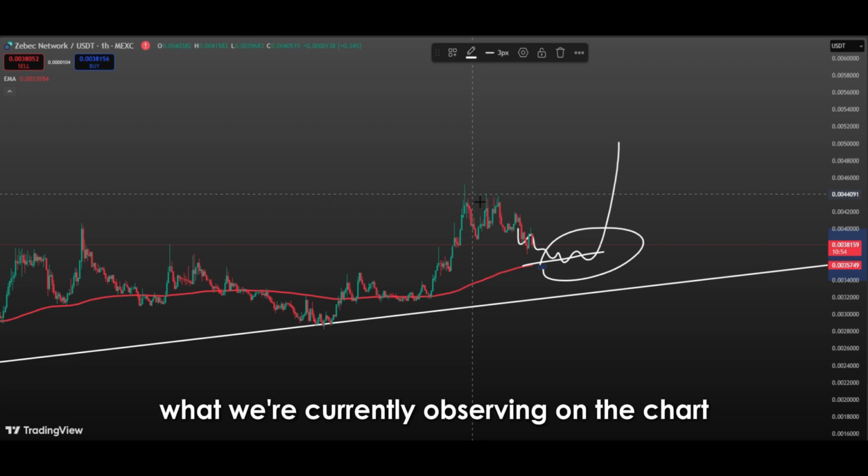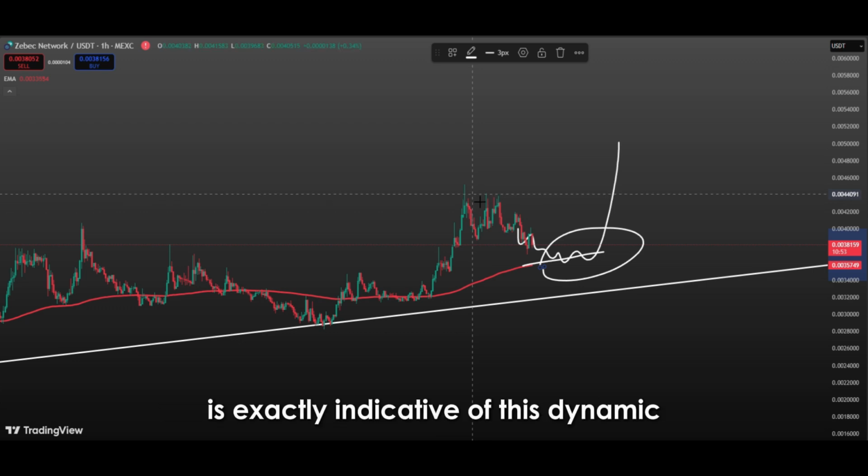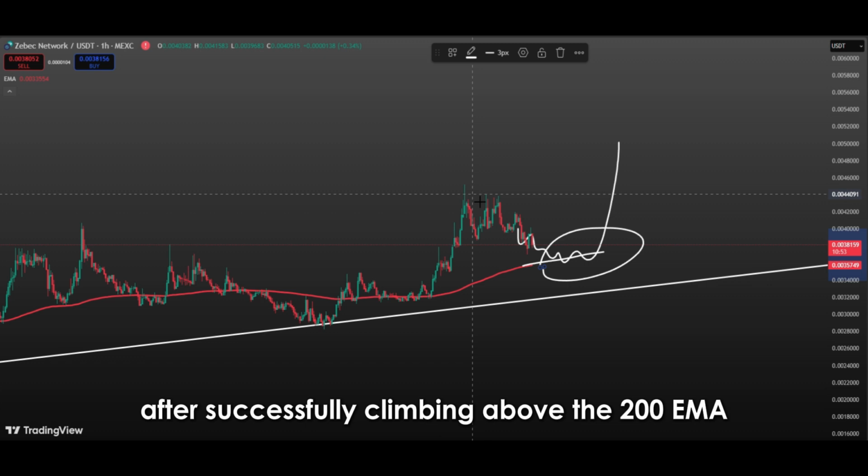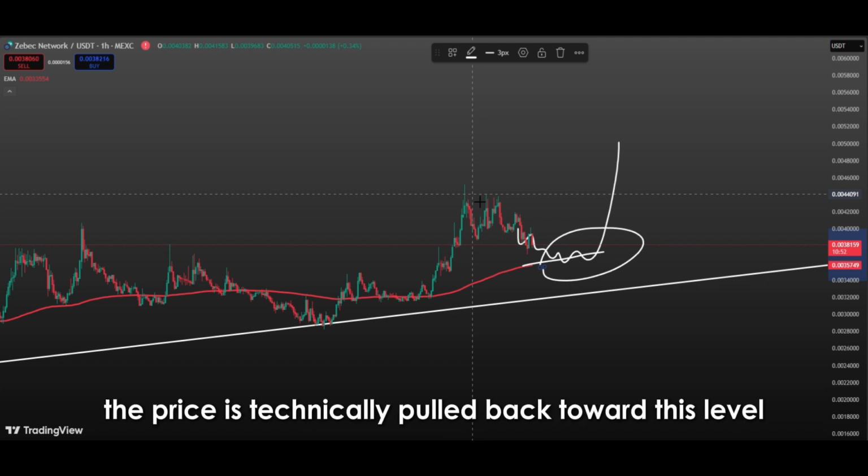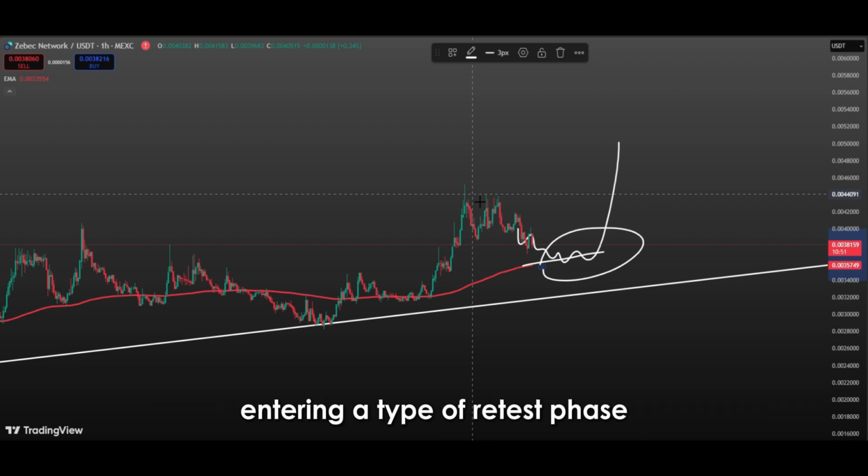What we're currently observing on the chart is exactly indicative of this dynamic. After successfully climbing above the 200 EMA with strong momentum, the price is technically pulled back toward this level, entering a type of retest phase.